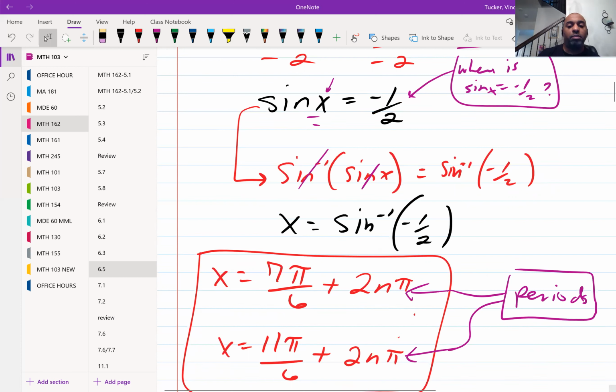So if we pull up the unit circle, should have already had it up. And of course, it's taking a little while. Okay, why is it not popping up? Give me 1 second. There we go.